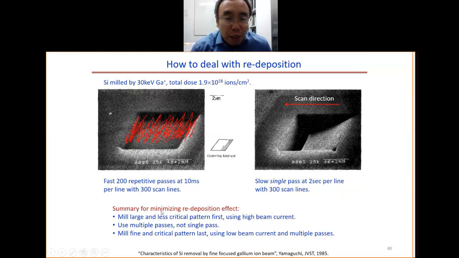Now here's the summary for the ion beam milling process. First, for the large and less critical patterns, we should mill them first using high beam current. When we have high beam current, the milling rate will be fast. We use multiple passes, not single passes, and we mill the fine and the critical patterns last. Using low current gives you higher resolution, and also multiple passes, always multiple passes.